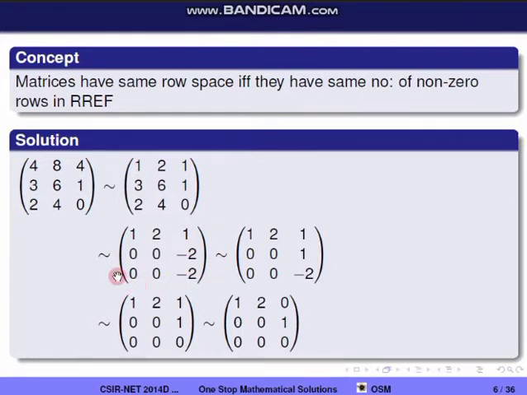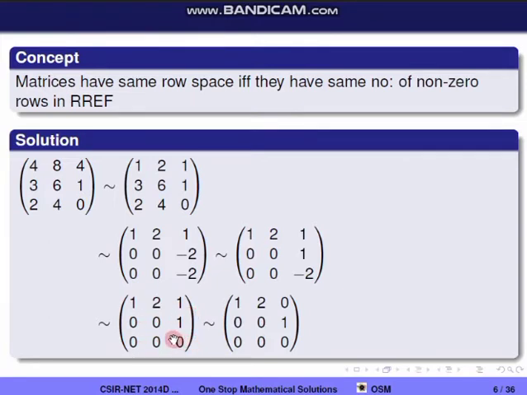Here I am applying R2 implies R2 by minus 2. So this is similar to 1, 2, 1, 0, 0, 1, 0, 0, minus 2. Now I am applying R3 implies R3 plus 2 R2. So this is similar to 1, 2, 1, 0, 0, 1, 0, 0, 0.